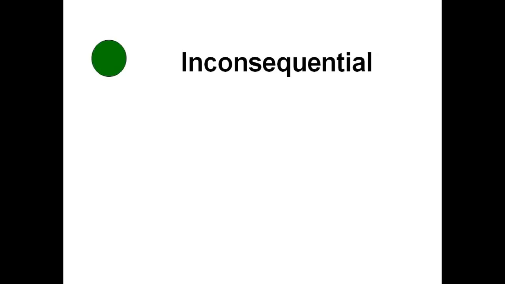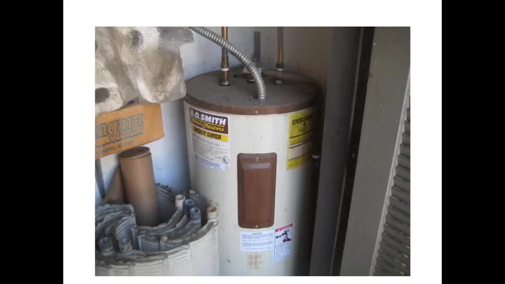There's different categories that we put them into, 5 different categories. First off, there's the inconsequential category. That means we kind of don't care, we just wait for it to fail. A good example for an inconsequential component would be this picture of a water heater for a pool bathroom building. It's really not a big deal for the water heater to fail.